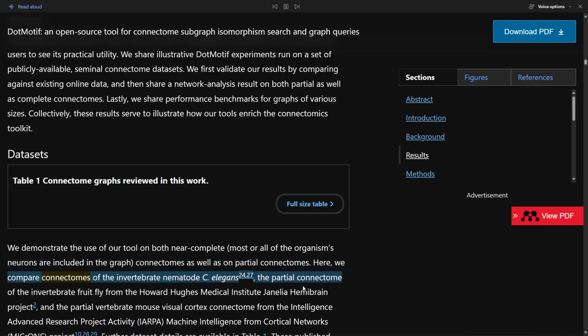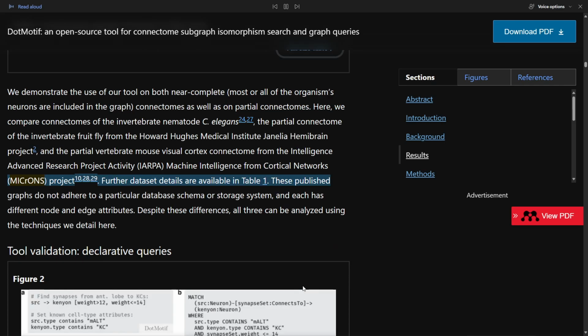Here, we compare connectomes of the invertebrate nematode C. elegans, the partial connectome of the invertebrate fruit fly from the Howard Hughes Medical Institute Janelia Hemibrain Project, and the partial vertebrate mouse visual cortex connectome from the Intelligence Advanced Research Projects Activity, IARPA, Machine Intelligence from Cortical Networks, MICrONS, Project. Further dataset details are available in Table 1.